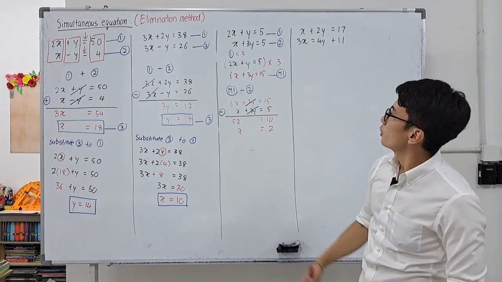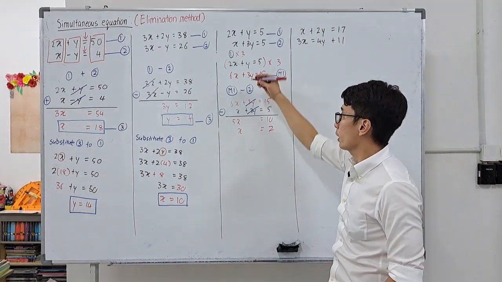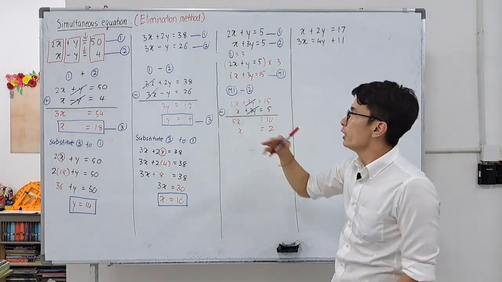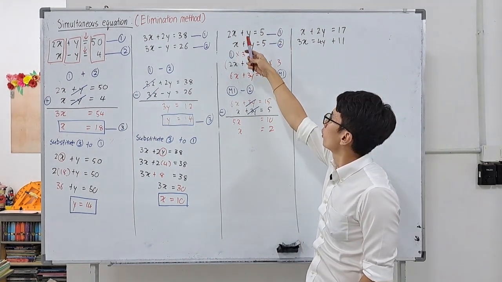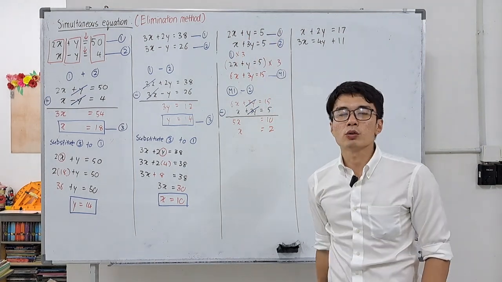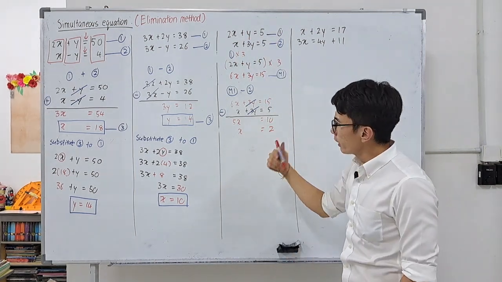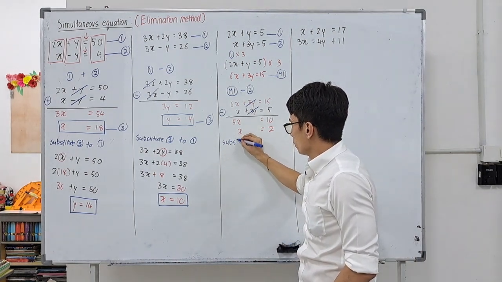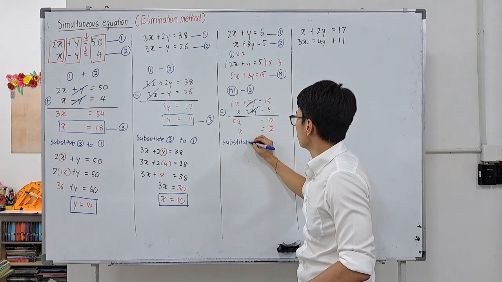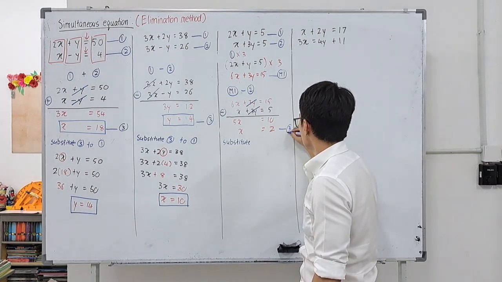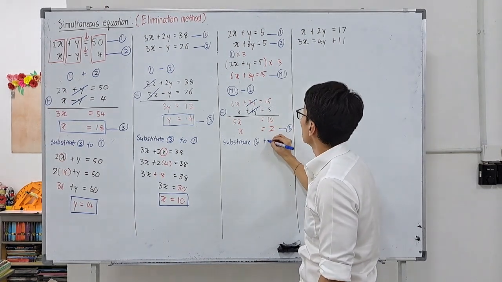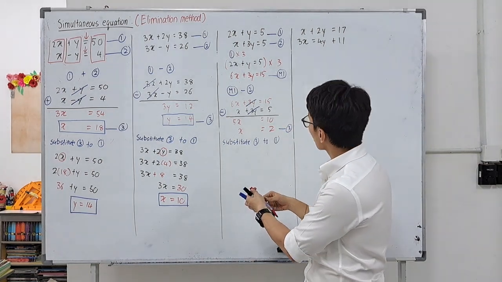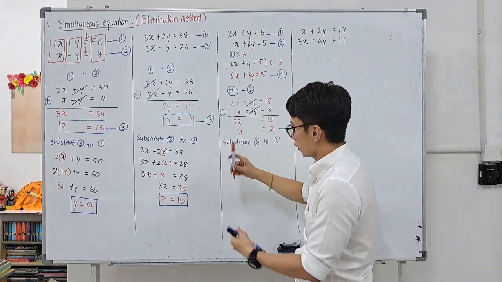See? You can also do it like this. Even if you can't eliminate directly, you can make one of the equations in such a way that you can eliminate one of the unknowns to the other equation here. Then the next step is going to be the same again. We're going to substitute. This is equation 3 now. Substitute equation 3 to, let's just say, equation 1.